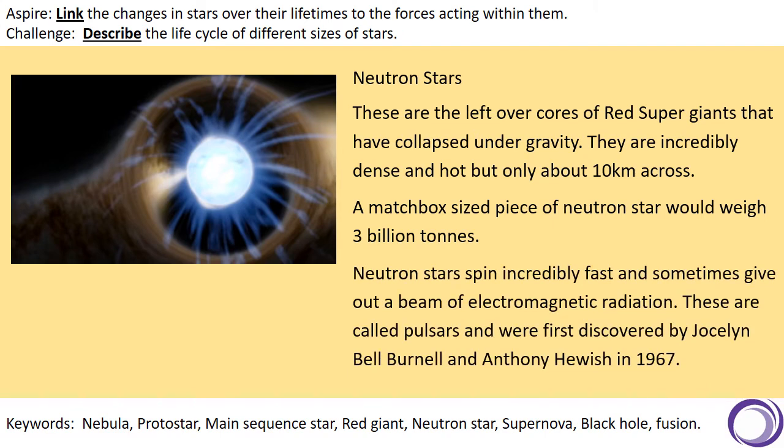Also, they were first discovered because they behave very, very oddly. Initially, scientists thought we were getting a signal from space from aliens. They spin incredibly fast, and some of them give out a beam of radiation. So as they're spinning, we get this pulse of radiation that we pick up, like a signal, like someone flashing a torch at us. So these were called pulsars because they pulse on and off. And they were discovered by Jocelyn Bell Burnell and Anthony Hewish in 1967. And that was the very first evidence of neutron stars.